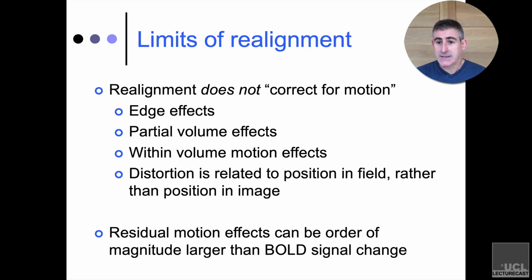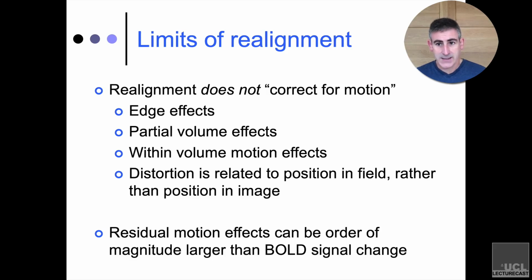So realignment doesn't correct for edge effects, but it doesn't correct for lots of things. It doesn't affect what are called partial volume effects. It doesn't correct for within volume motion effects. And to make things a little bit more complicated, there are distortion effects that affect where you are in the magnetic field. So that is to say, I suggested to begin with that a rigid body transformation is a totally sensible thing to do because the shape of your brain isn't changing as you move it around in a scanner. That's true.